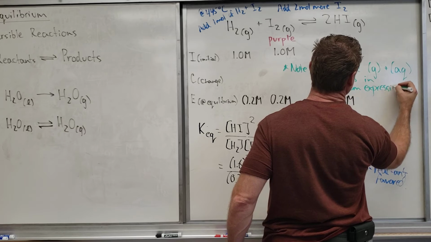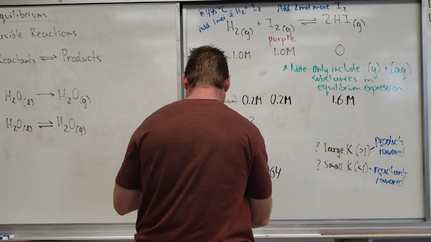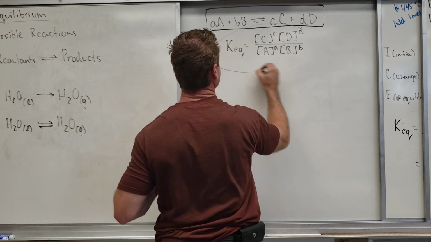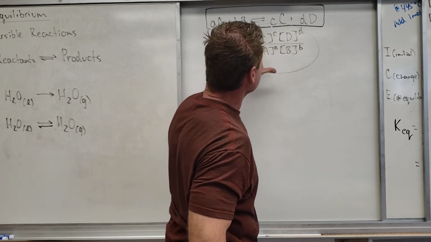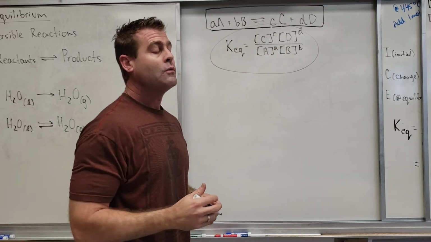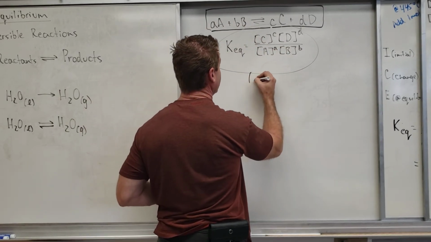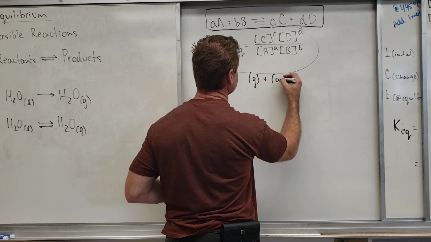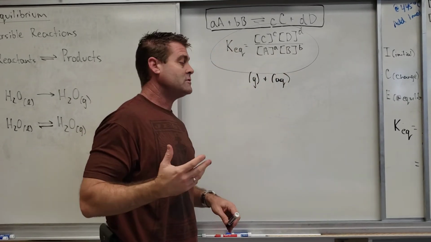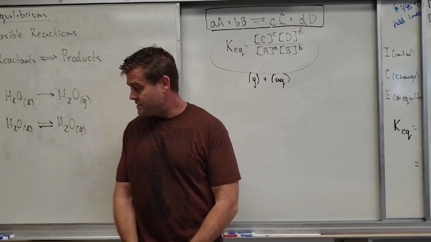Once again, what do I mean by equilibrium expression? That's this right here. This is called the equilibrium expression, where you have the ratio of the products to the reactants raised to a certain power. The only things you guys are going to include in here, once again, are gases and aqueous. And here's the reason why: those are the only phases whose concentrations can change.